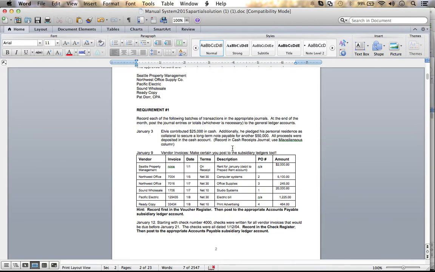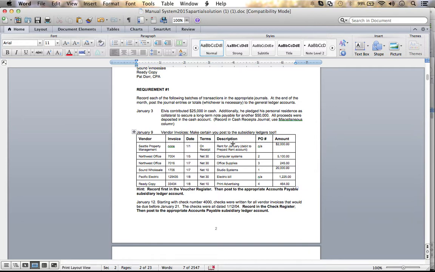Alright, so this is a manual system, and basically the requirements are to process the transactions, update the subsidiary ledgers, update the general ledger, and then create a trial balance, adjusting entries, adjusted trial balance, income statement, and balance sheet, and post-closing trial balance. Income statement, balance sheet, trial balance, adjusted trial balance, adjusting entries, all of those will be on the worksheet, so you don't have to prepare those in a separate paper. You will have to do the adjusting entries in the general journal as well as on the worksheet.